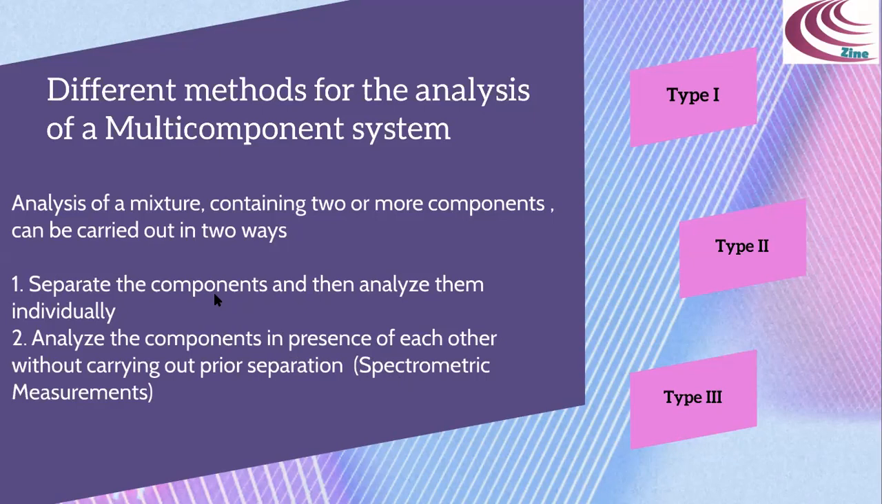The first method provides a more sensitive and selective separation, but it may involve longer time. Moreover, the separation method may not be very simple. Whereas, on the other hand, the analysis of components in the presence of each other involves spectrometric determination, which is faster, but may involve complicated calculations.